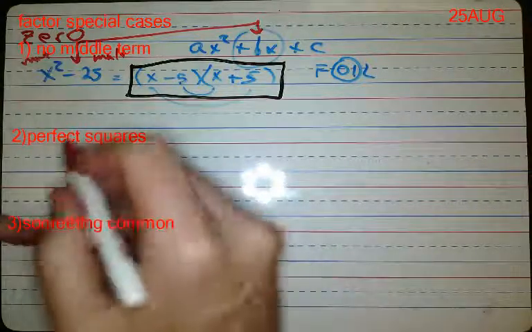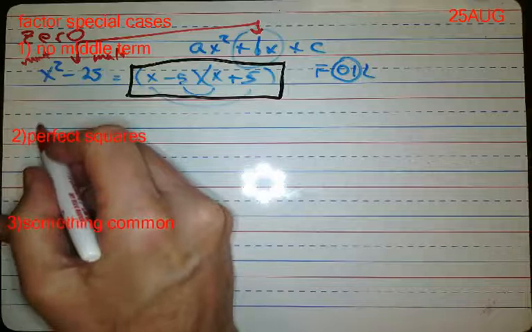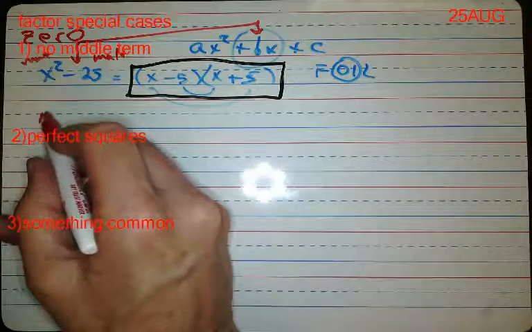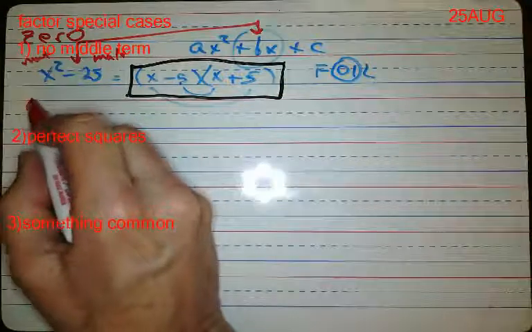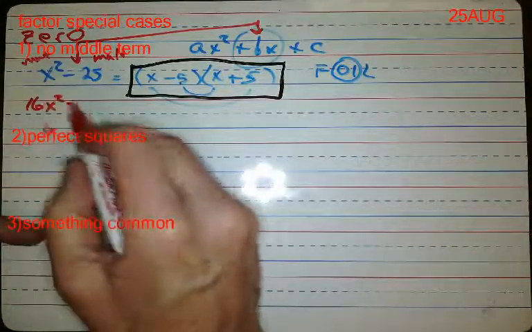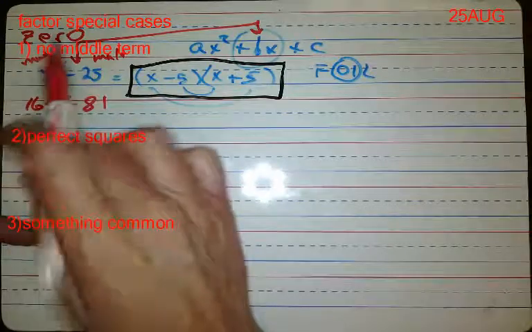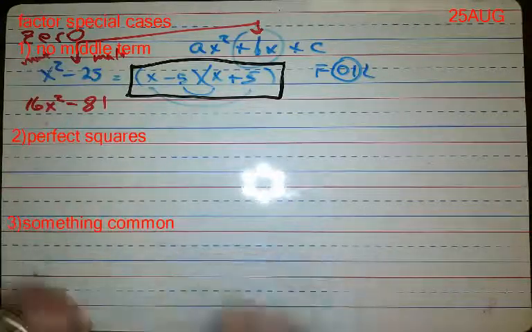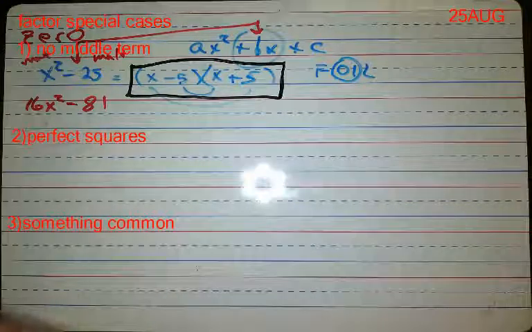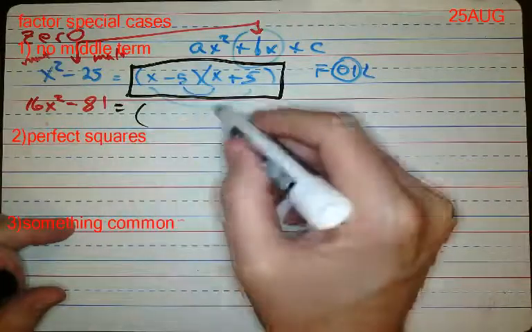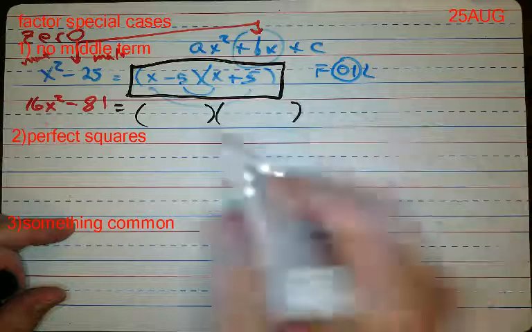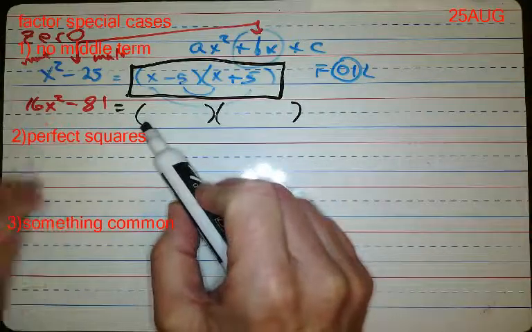Let's try another one similar to that one. What if we had 6? Is that too low? Maybe that's too low. Let's go up here: 16x squared minus 81. Okay? Now then, the cool thing about this is we know that these things have to be square roots. That's the whole trick here.